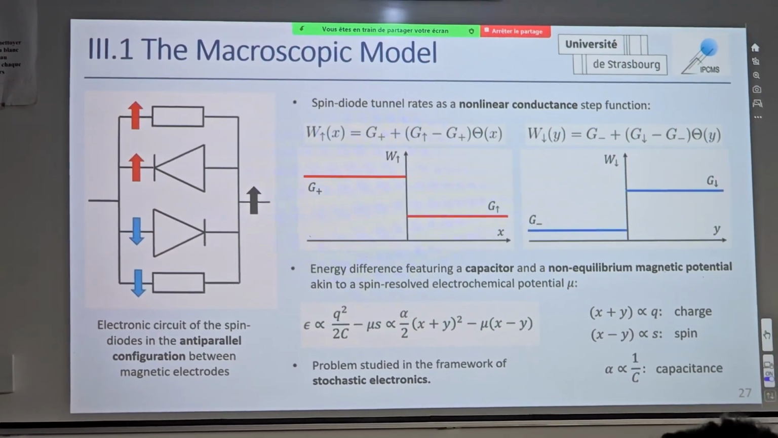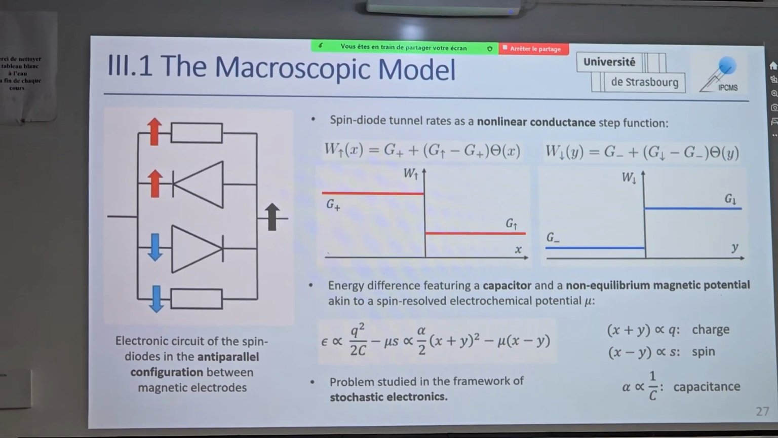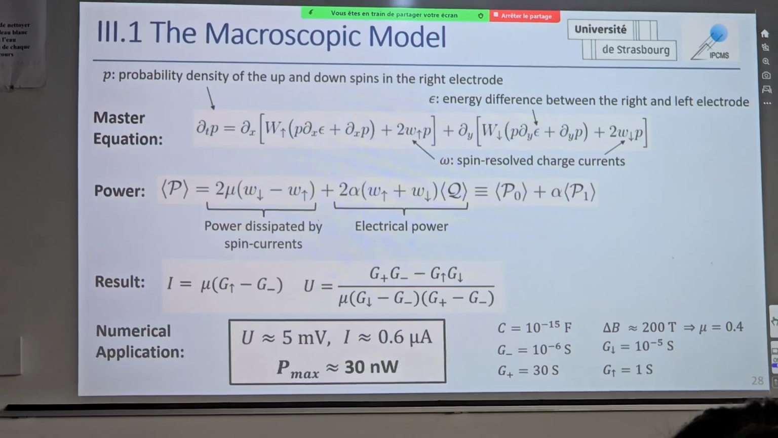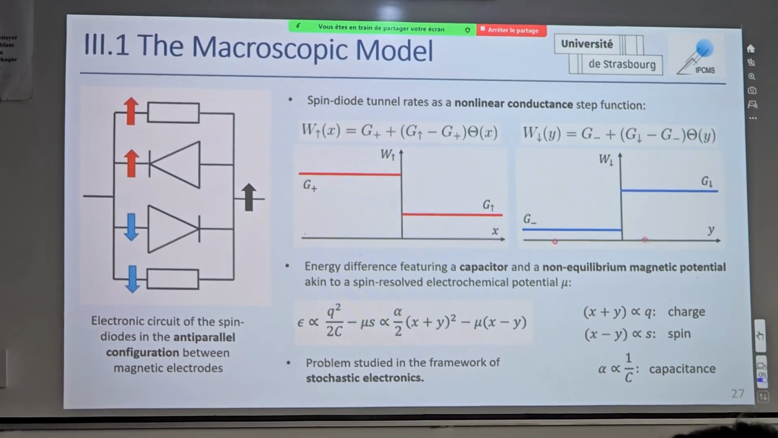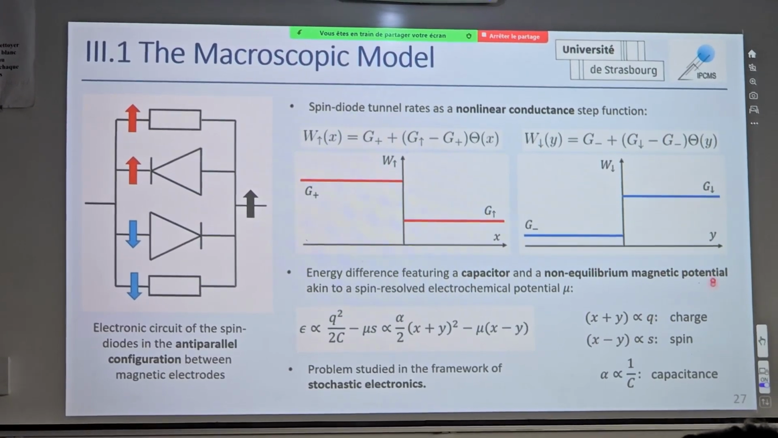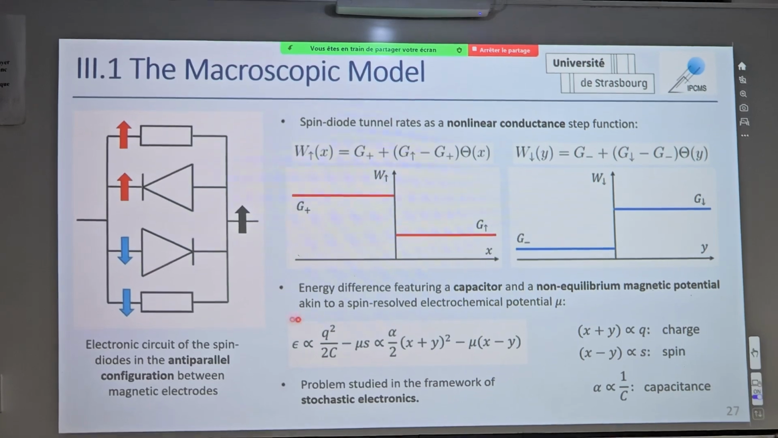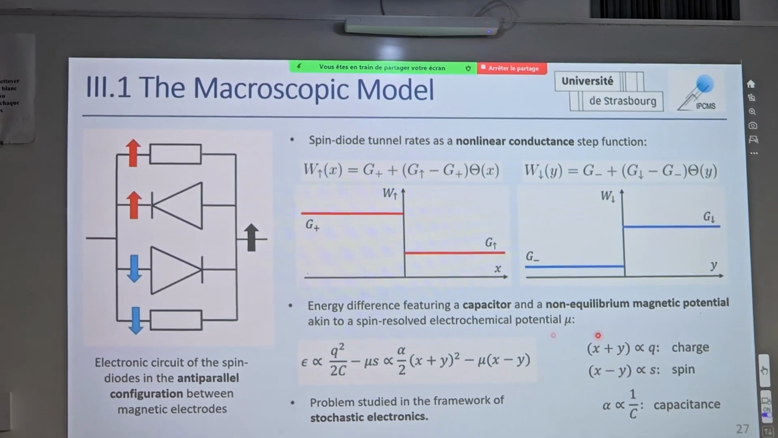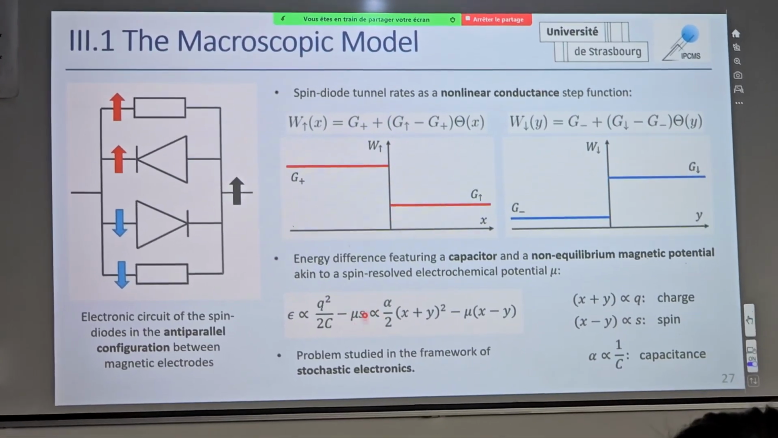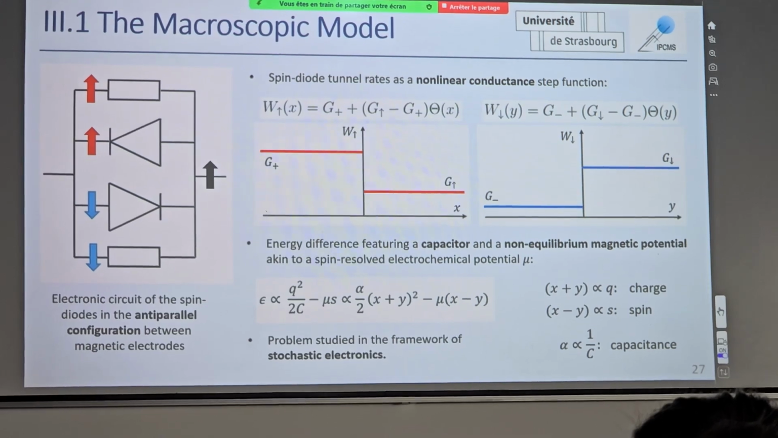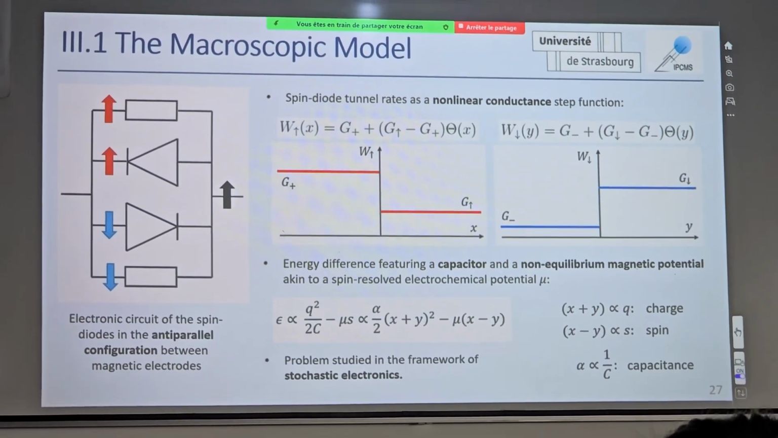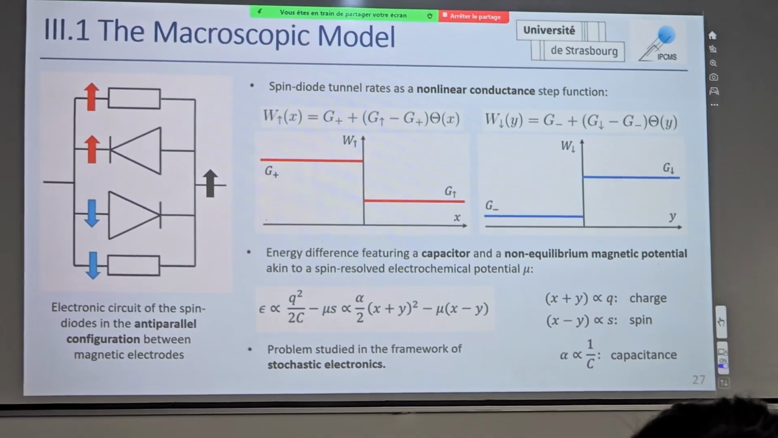And then I connected this circuit to a capacitor, which is representing the ferromagnetic electrodes, and a capacitor featuring a non-equilibrium magnetic potential that is akin to a spin-resolved electrochemical potential mu. So that's this term, which is coding for the magnetic misalignment of the electrodes.